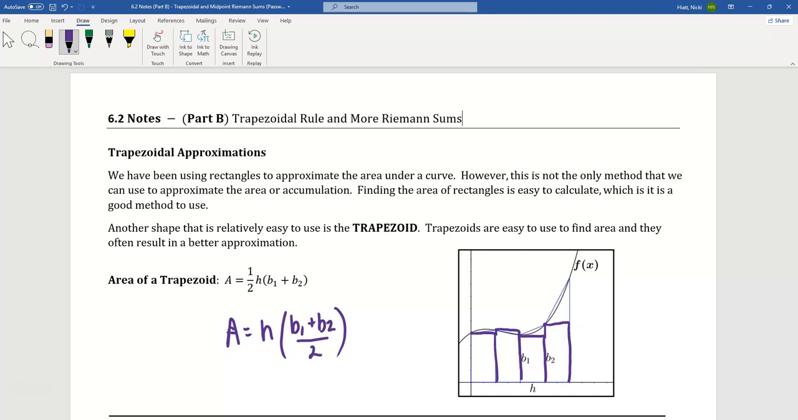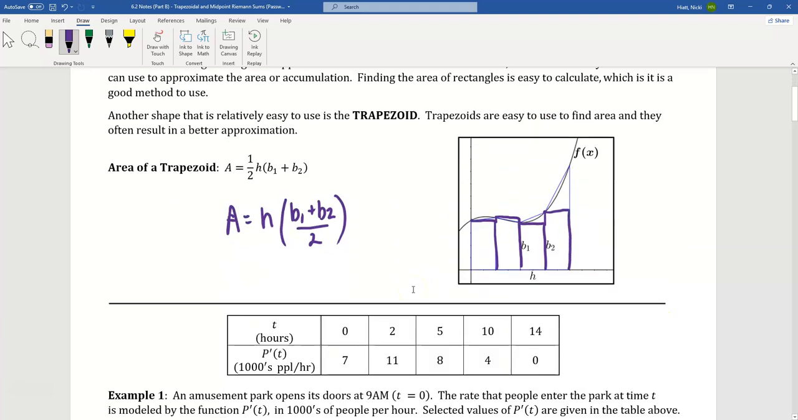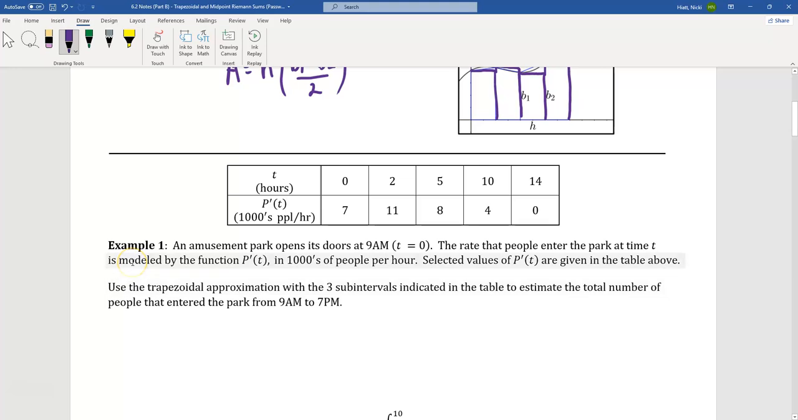You can use either one. It does not matter which one you choose to do here. Just make sure you've got it memorized right there. So let's look at what we can do finding a trapezoidal approximation.